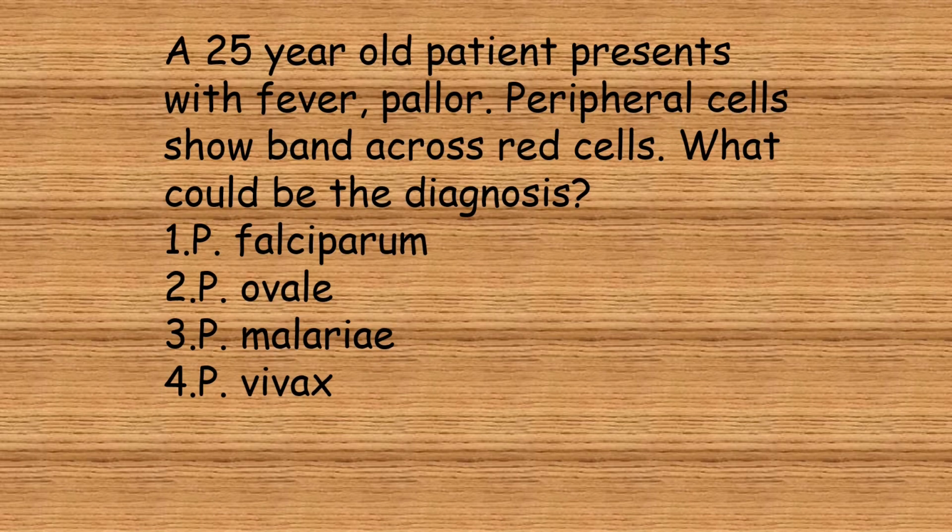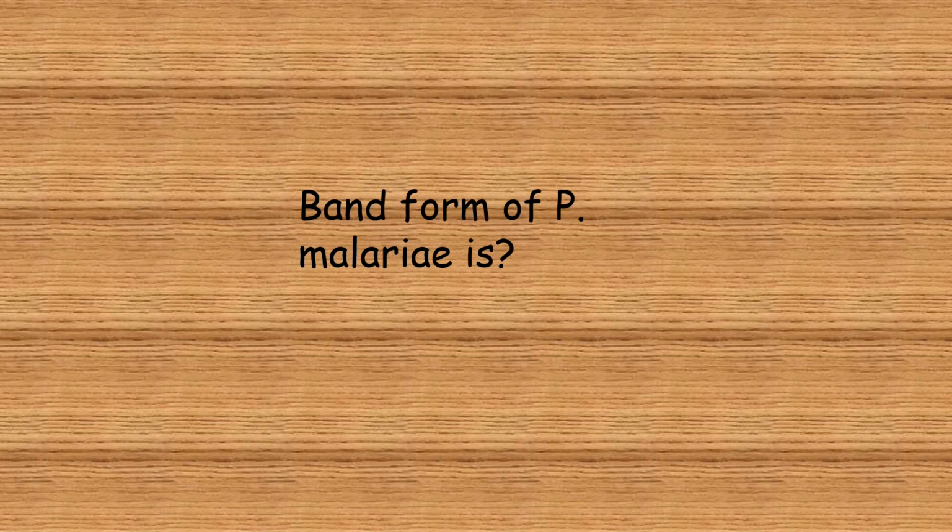A 25-year-old patient presents with fever and pallor. Peripheral smear shows band across the red cells. What could be the diagnosis? We already know that in Plasmodium malariae trophozoite stage, there are bands seen across the red blood cells. So the answer is Plasmodium malariae. So again, the band form of Plasmodium malariae is actually the trophozoite stage.